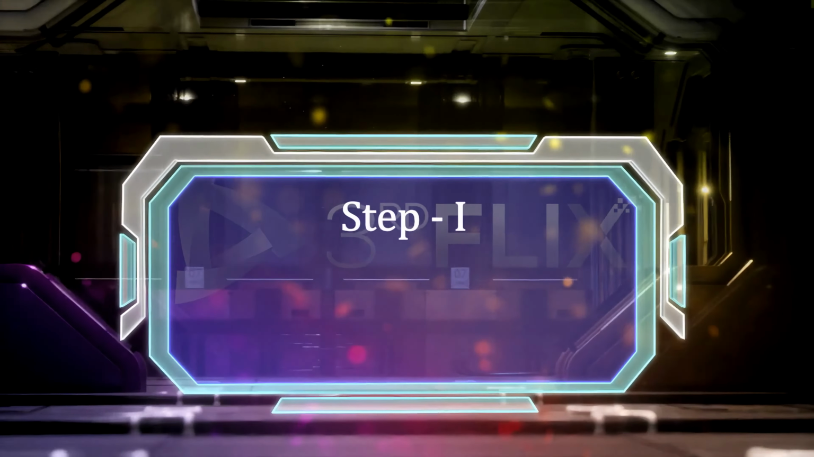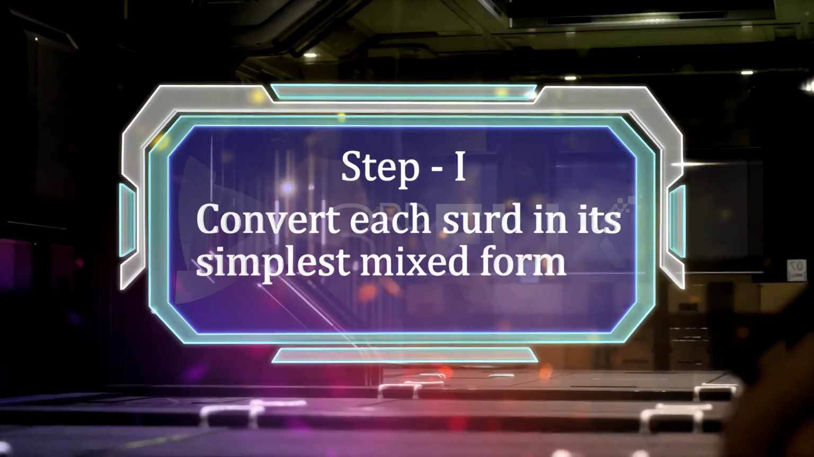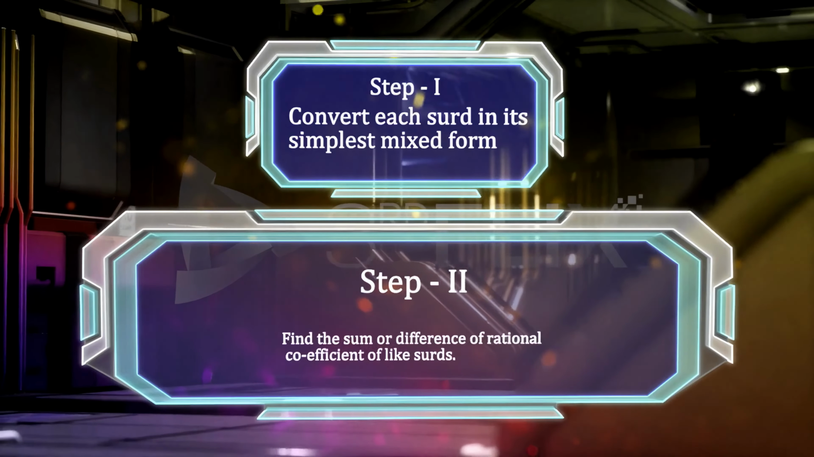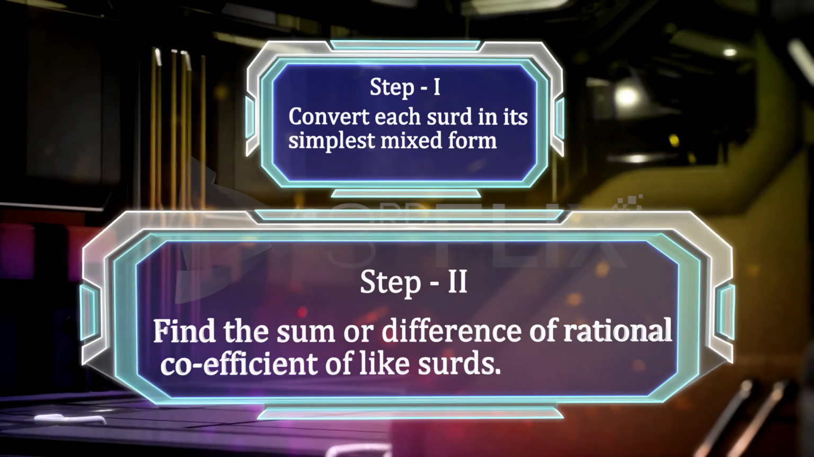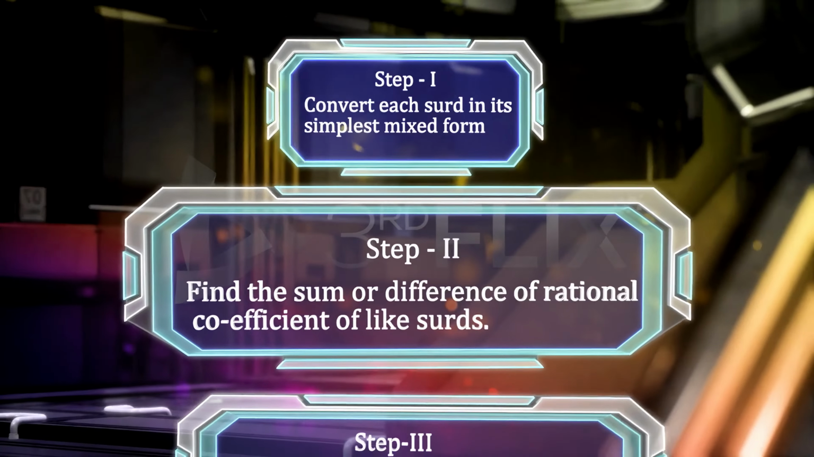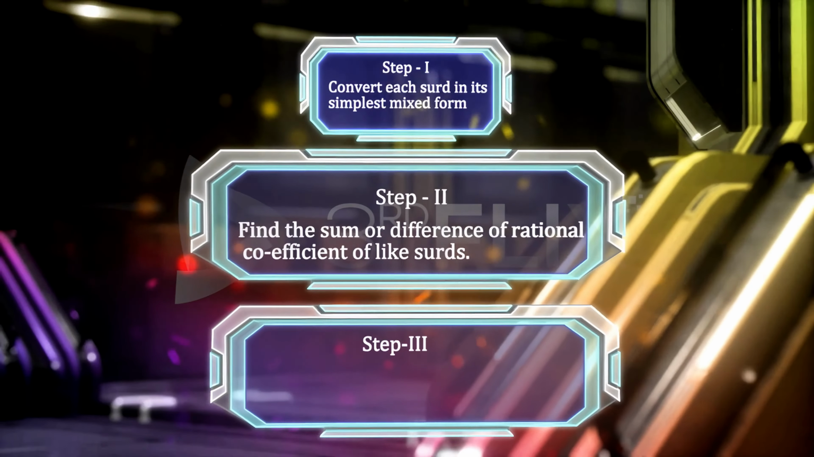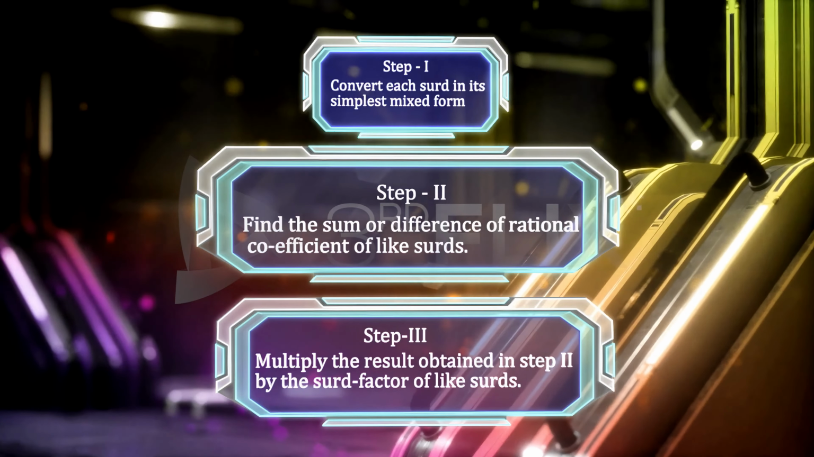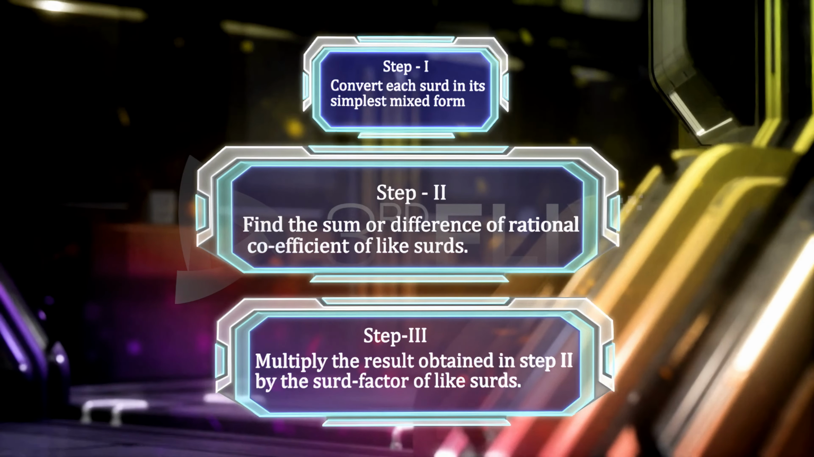Step 1. Convert each surd in its simplest mixed form. Step 2. Then find the sum or difference of rational coefficient of like surds. Step 3. Finally, to get the required sum or difference of like surds, multiply the result obtained in step 2 by the surd factor of like surds.